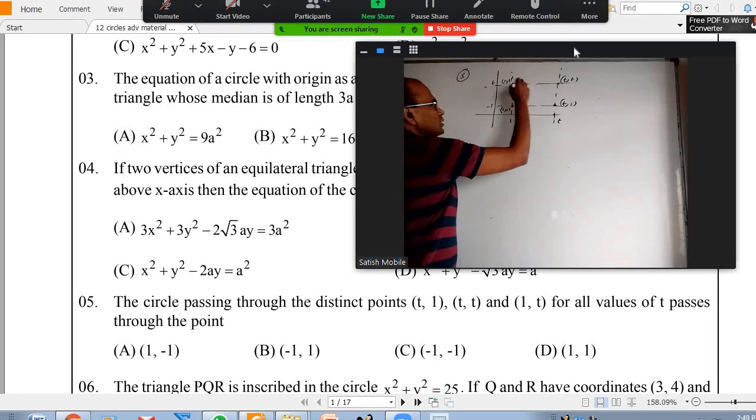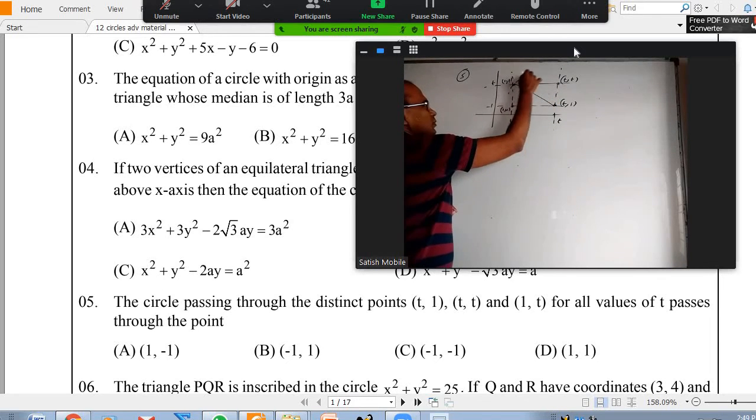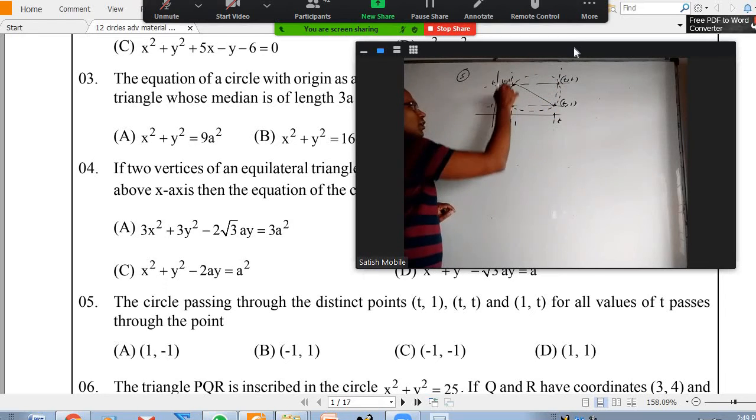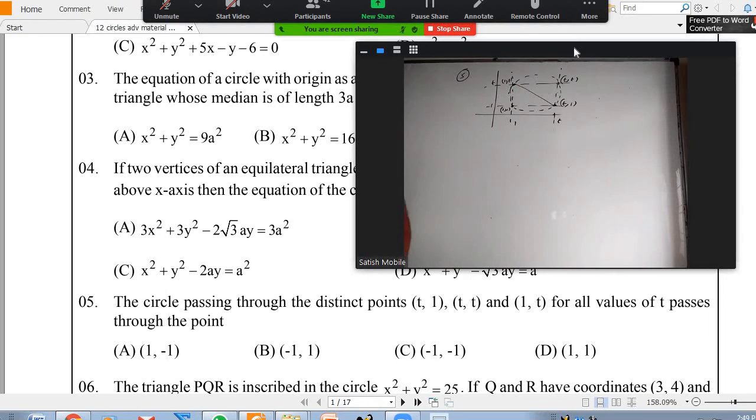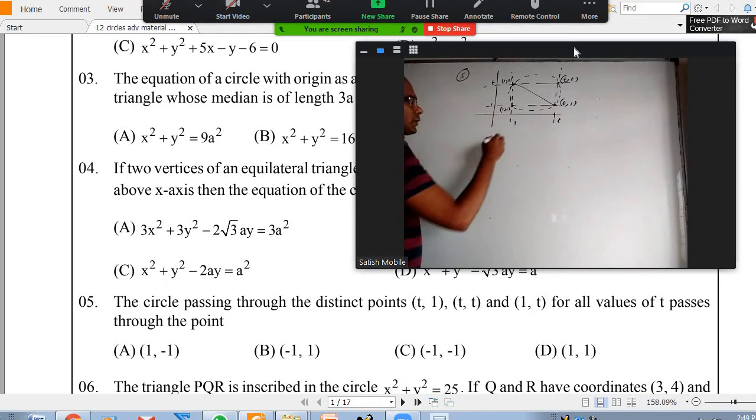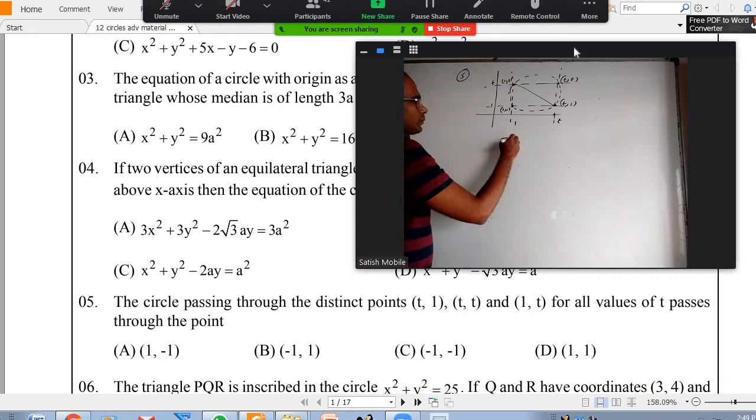So passing through these 3 points, which is a right angle triangle, there will be a circumcircle, but that will always pass through 1 comma 1, whatever t you take. So you can understand easily it's 1 comma 1. Okay.